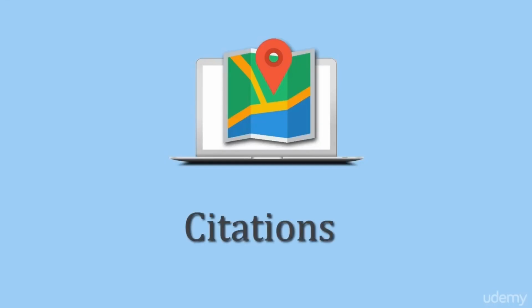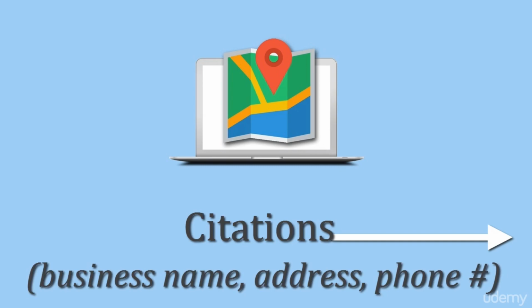Now in the next section, we're going to talk about citations and why they're important for local business SEO and how to actually go about getting them. But in case you're not familiar, essentially a citation refers to any time your business NAP information is listed online. And NAP is simply your business name, address, and phone number. So a lot of times these are considered sites like Yelp and Yellow Pages where your business information is included.